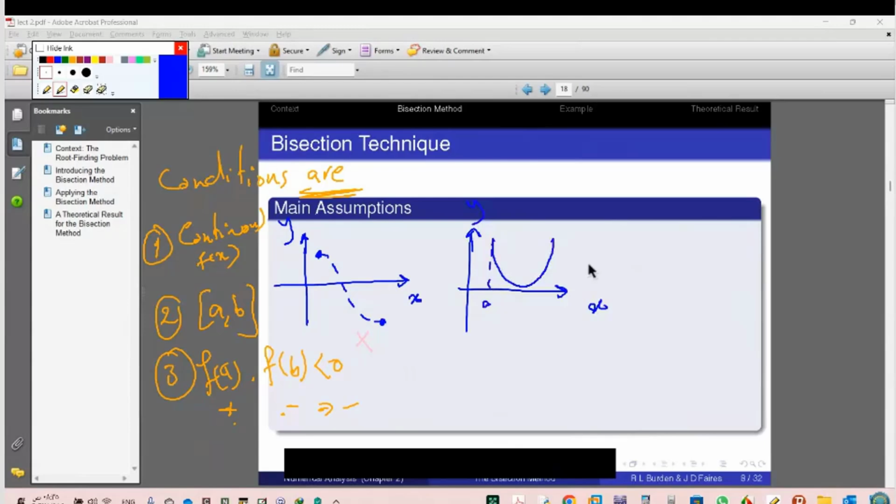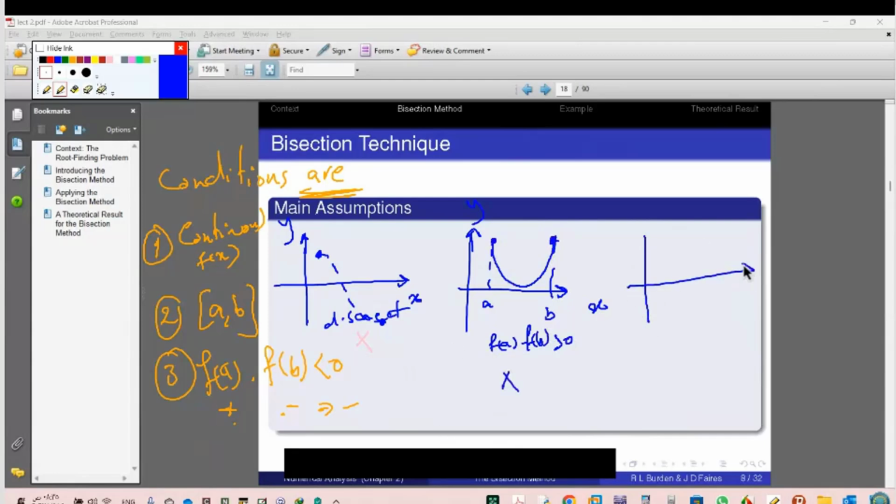A, B. Here in this case, it is discrete. Here, if A times B is bigger than 0, positive with positive, so also I cannot use the bisection method.